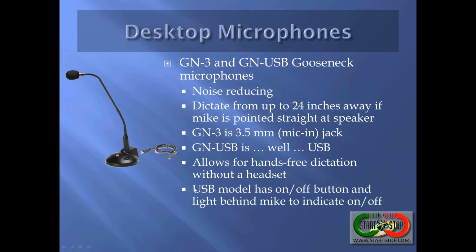But the USB model has an on-off button, this little red button down here. You can't have that on the 3.5 millimeter jack one. And it has a light that lights up behind the head of the microphone to indicate on and off. Those two features are possible because a USB microphone can get electricity from the computer through the USB port. That's not possible through the 3.5 millimeter jack, at least not enough to run features like that. So we have those two microphones available as well.